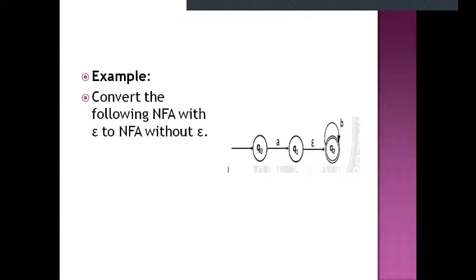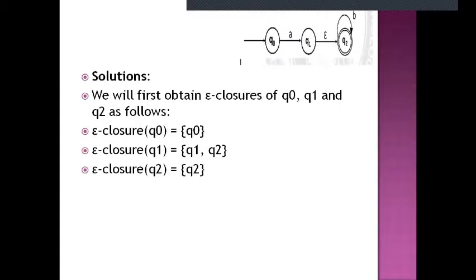Now we are going to discuss an example for converting an NFA with epsilon to without epsilon. This is an NFA with epsilon, which consists of three states, Q0, Q1 and Q2, where Q2 is the final state. Now what we have to do is find out the E closure value of all the states. That is E closure of Q0, E closure of Q1 and E closure of Q2.